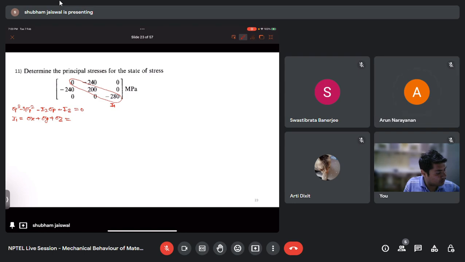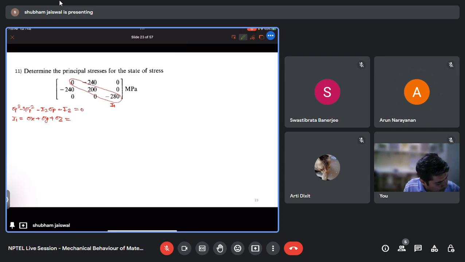Yes, sir. So let me write this for simplicity. Sigma x, tau xy, tau xz, tau yx, sigma y, tau yz, tau zx, tau zy, and sigma z. So now, what is the value of sigma y?